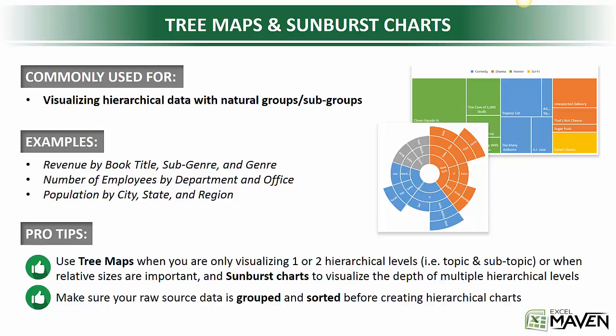A couple pro tips here. The first, use tree maps when you're only visualizing one or two hierarchical levels. So for instance, topic and subtopic, or when relative sizes are really important to your story. Sunburst charts, on the other hand, are a great way to show the depth of different hierarchical levels within your data. Second, and this one's really important, make sure your raw source data is already grouped and sorted before trying to create a tree map and a sunburst chart. And I'll show you an example of why that's so important. So let's take a look.